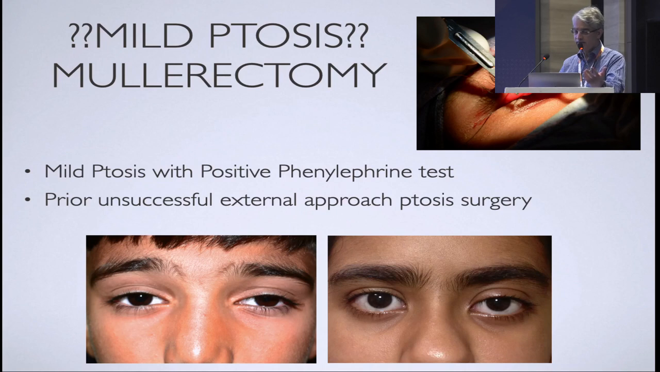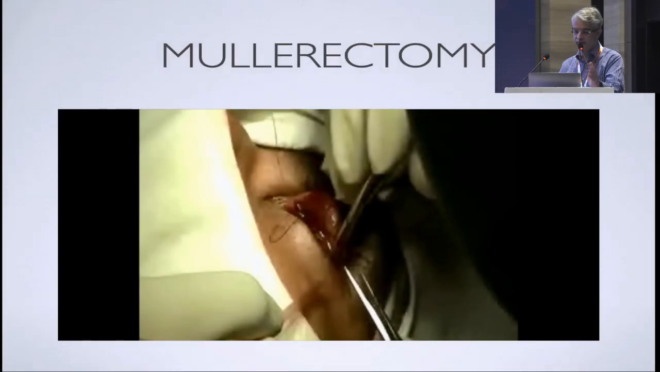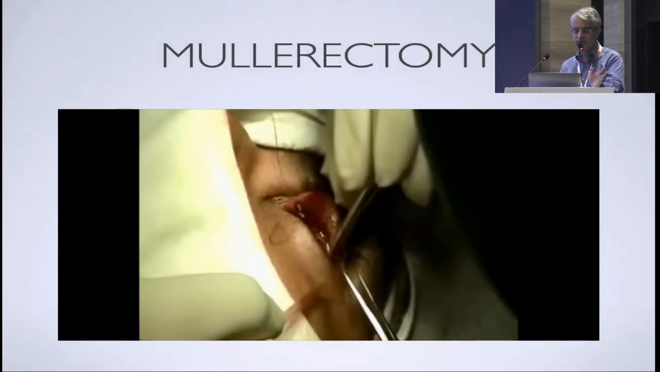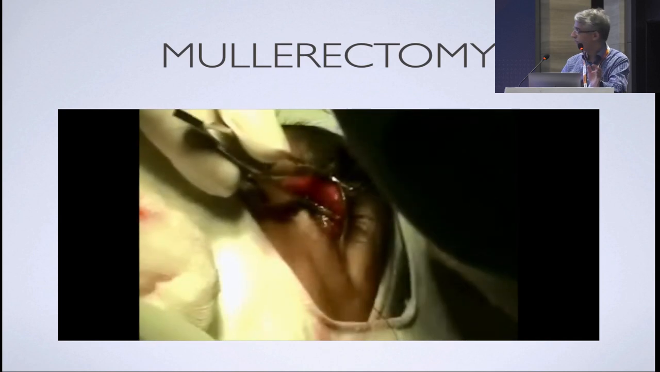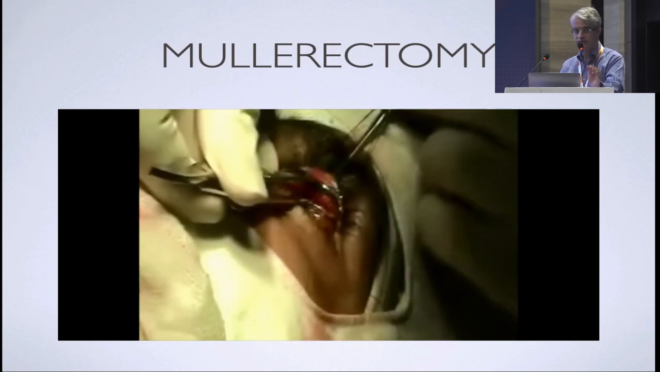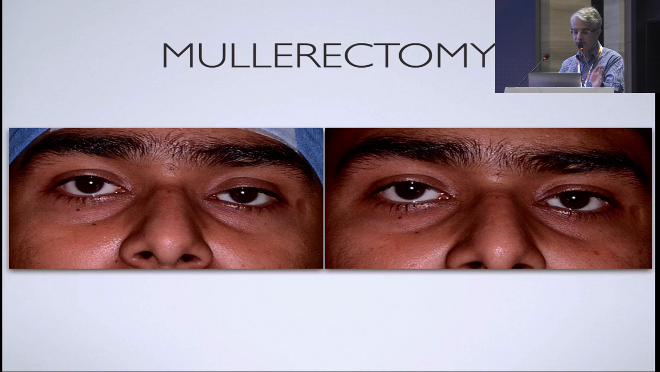And in mild ptosis, if you have a positive phenylephrine test, or sometimes even when you've performed a levator resection but still there is a little bit of residue left, there is another option, Muellerectomy. So I'll skip the video. You go from the conjunctival side and excise a little bit of the Muller's muscle and conjunctiva. Now, this works well for very mild ptosis.